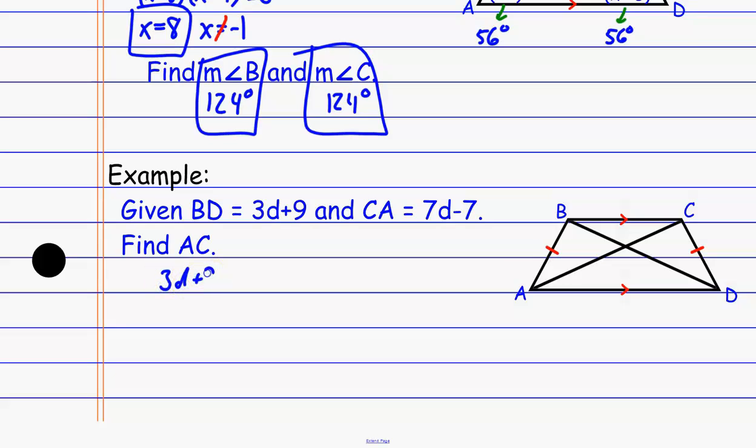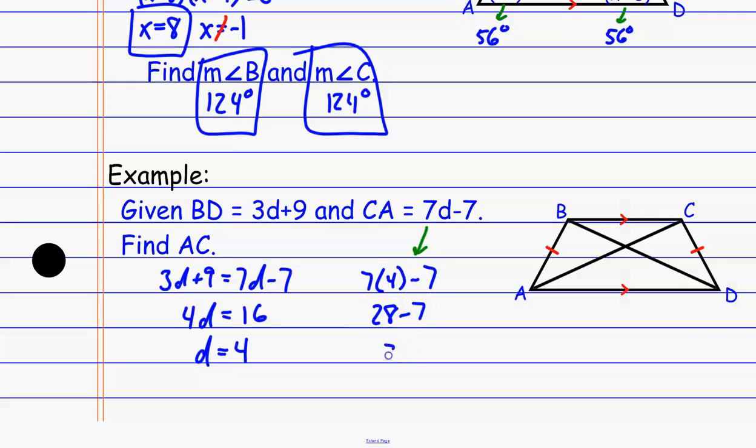So 3D plus 9 equals the 7D minus 7. And now I can solve this thing. I end up with a 4D equals a 16. I divide each side, and I find that D equals 4. But that doesn't answer the question. It asks me what the measure of AC was. So I have to plug this back in, and I can plug it into either one. I'll just plug it into this guy right here. So I have 7 times 4 minus 7, which is going to be a 28 minus 7. So that's 21. So now I know that the length of AC is 21, and that's it. Okay?